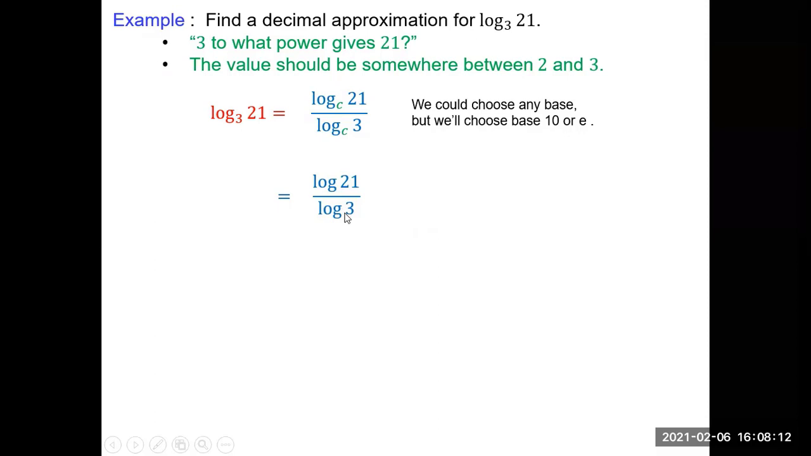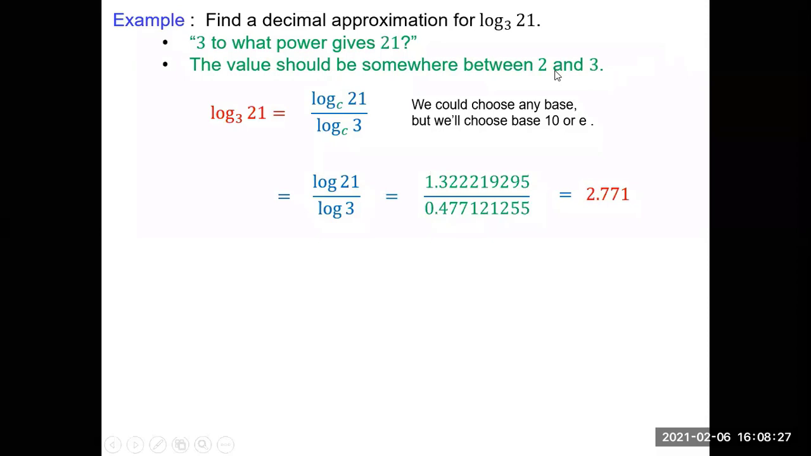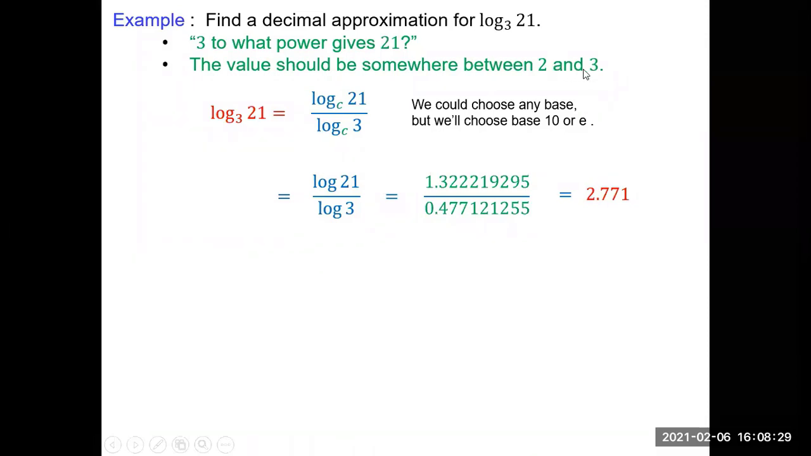And now if you punch each of those separately into your calculator, we get a couple of different decimal values. We now divide these decimals, and therefore our final result is 2.771, which is something we would expect because it's somewhere between 2 and 3. And we know that 21 is closer to 27 than it is to 9. So my exponent should be closer to 3 than it was to 2.